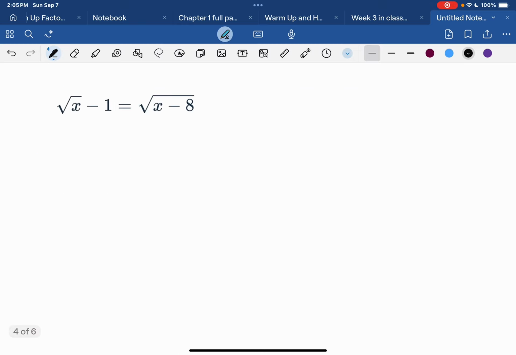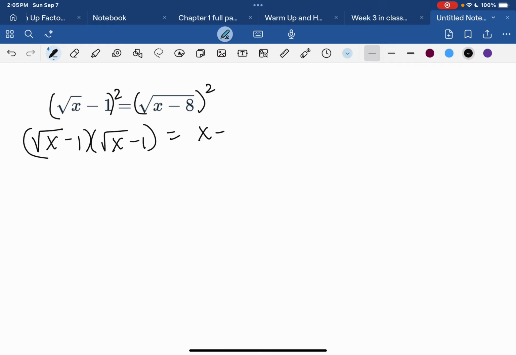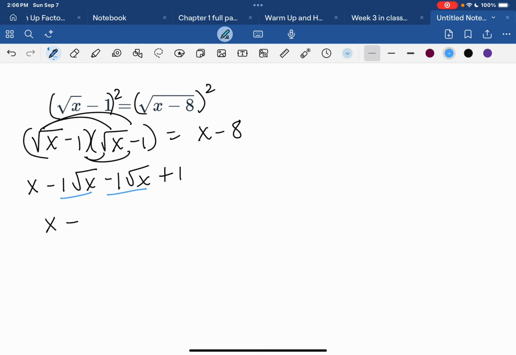All right, this one is the radical level, I think 3. So we're going to start by squaring both sides. We square both sides and we have to write the left side twice, and then the right side falls apart. So square root of x times the square root of x is just x, minus 1 square root of x, minus 1 square root of x, plus 1. So that's x minus 2 square root of x, a -1 and a -1 makes a -2, plus 1 equals x minus 8.